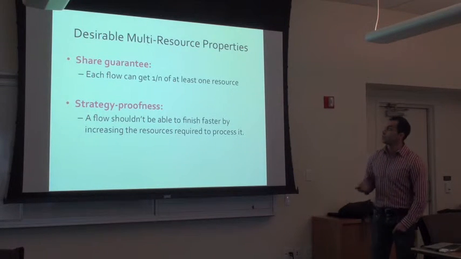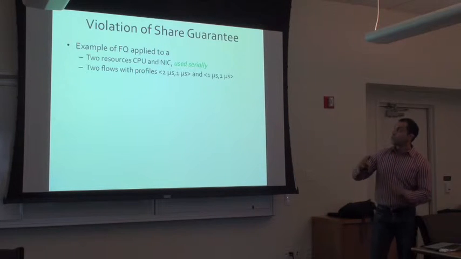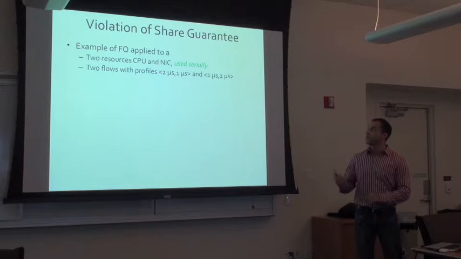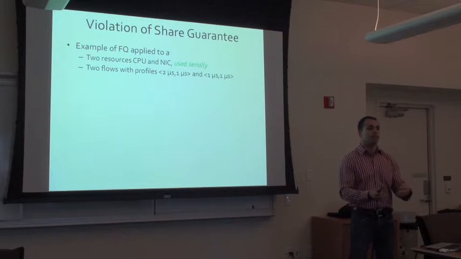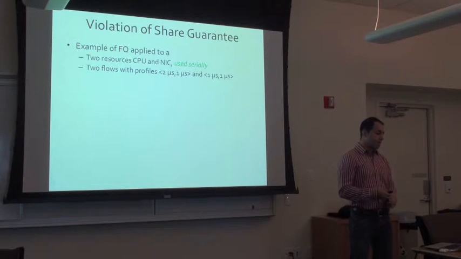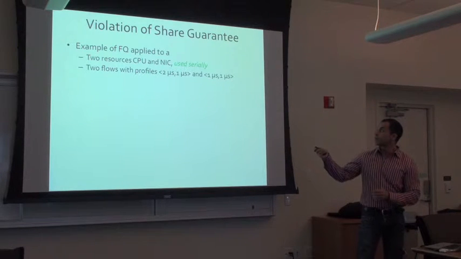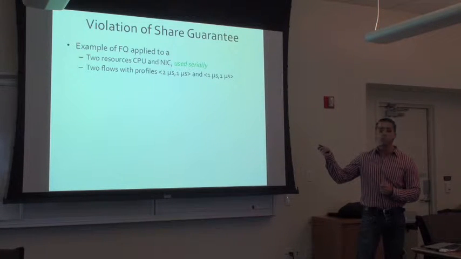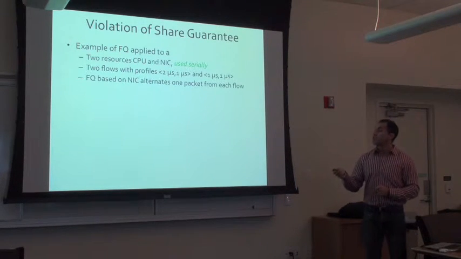So let's look at a simple example, the most natural thing you would do, which is what many routers or middleboxes will do. We're applying just basic fair queuing, and we assume that we only have two resources: CPU and the network, and they're being used serially. By that I mean that when a packet comes in, some module starts processing it and uses CPU resources. Once it's done, it sends it to the link, and then it's using link bandwidth. In this example we have two flows with the following resource consumption. The first flow's every packet first consumes 2 microseconds on the first resource, and then 1 microsecond on the second resource, which is the NIC. And the second flow has packets that always use exactly 1 microsecond on the first resource and 1 microsecond on the second resource.